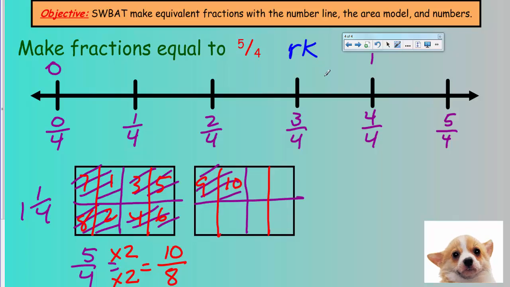And this pretty much concludes what we've looked at in this video here, which is how to make equivalent fractions. Again, it's review. So, my friends, that is the conclusion of this video.